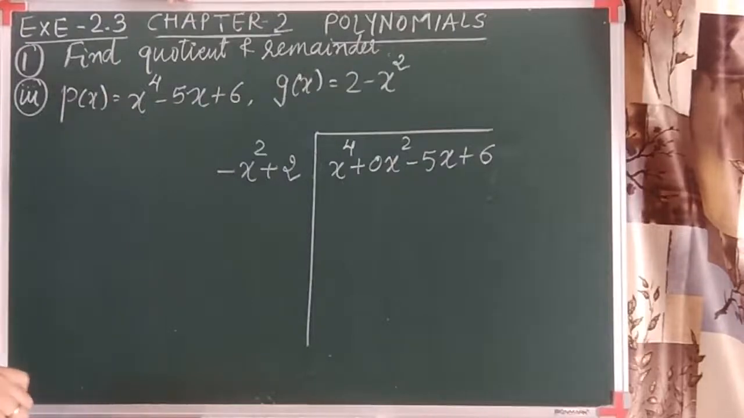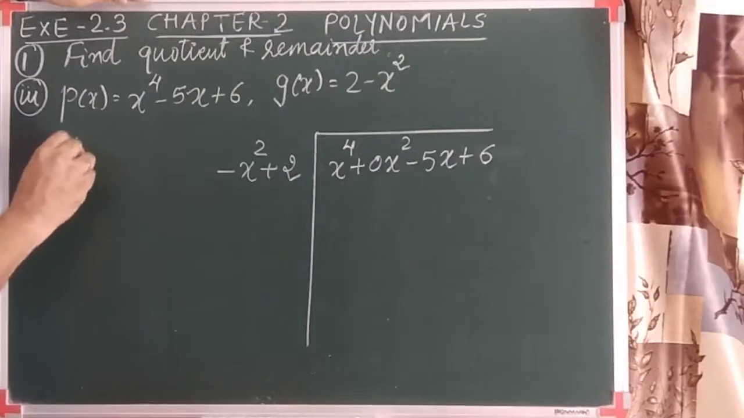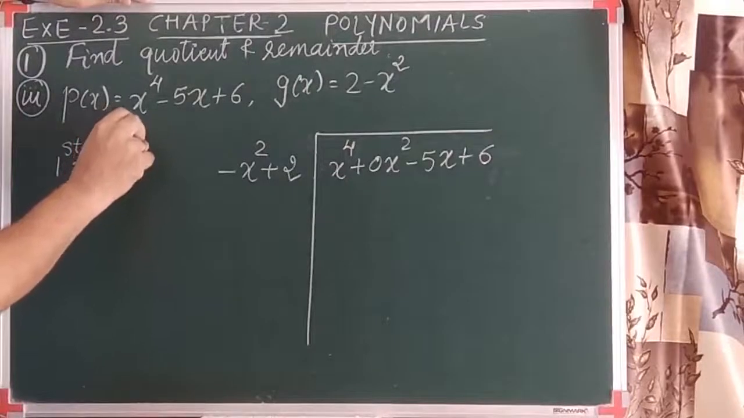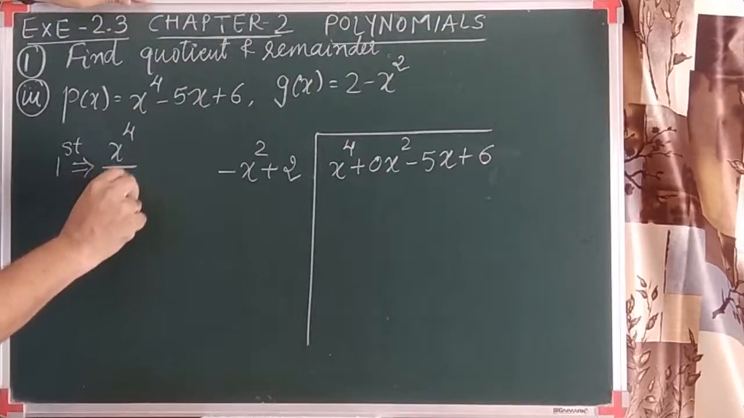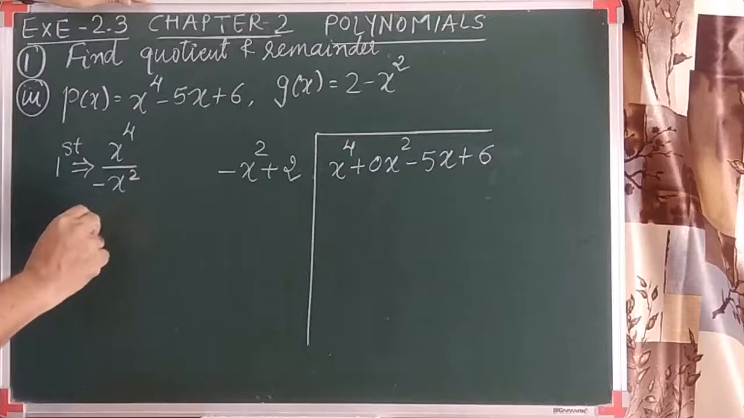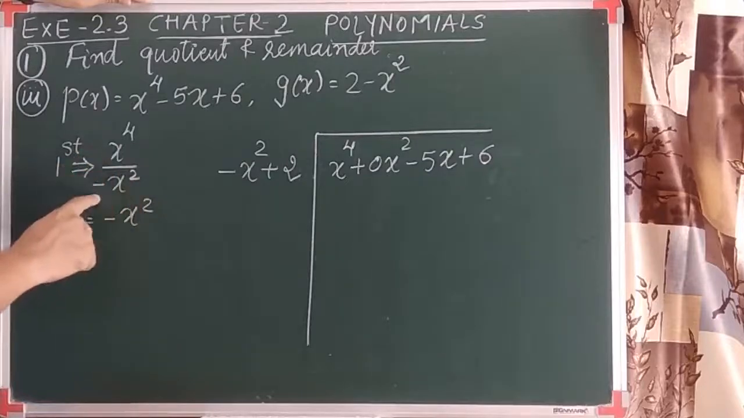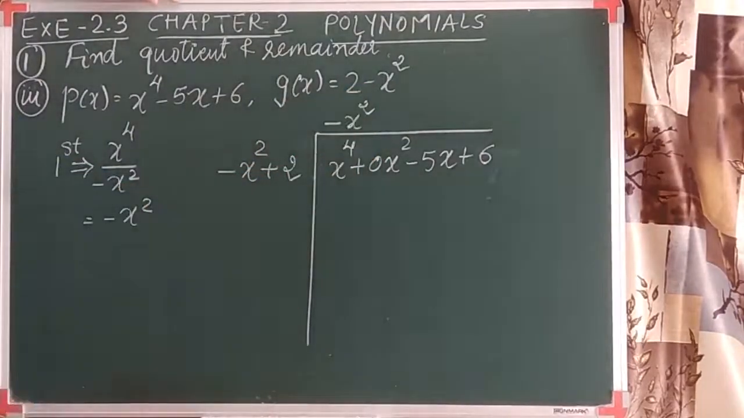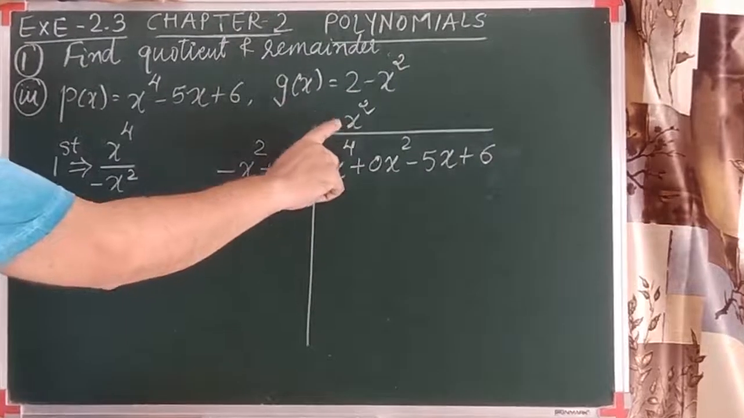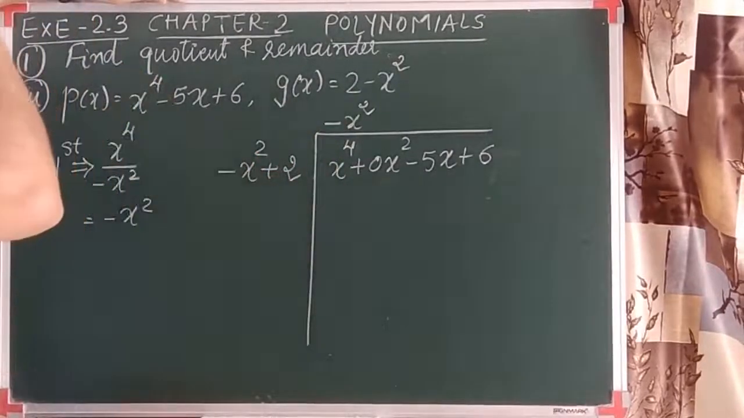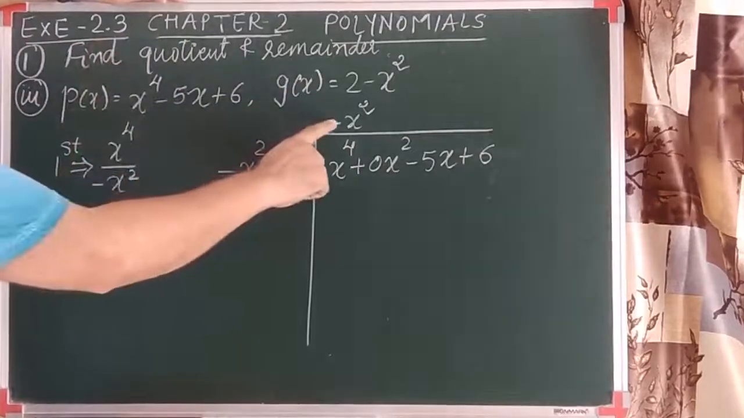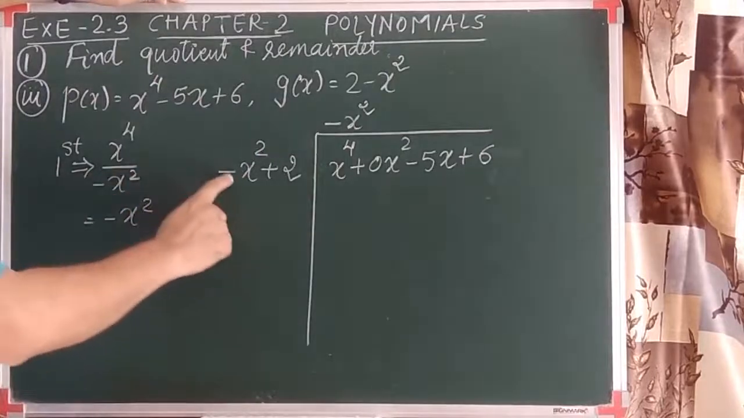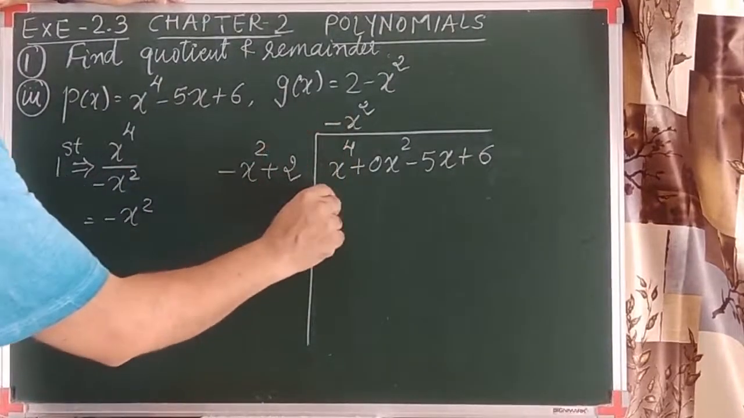Let's see what I am going to do. As usual, we have to obtain the first term of the quotient. So the first term of the dividend should be divided by the first term of the divisor. So what is my answer? The answer is minus x square, because we have only one term which is negative. So the first term of the quotient is minus x square. This minus x square should multiply with both the terms. Now you should remember this. You are multiplying with a negative term, so when you are multiplying with the negative term, the sign has to be changed. Minus minus plus, x square into x square is x4.